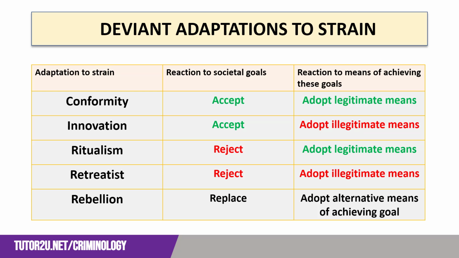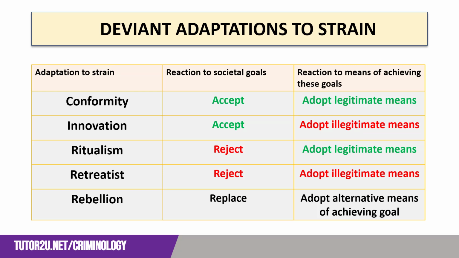The second adaptation to strain was innovation. This is where individuals sought the American dream and the financial success that it brought, but adopted illegitimate or illegal means. This was often a result of low educational achievement or poverty, and resulted in financially motivated or utilitarian crimes.